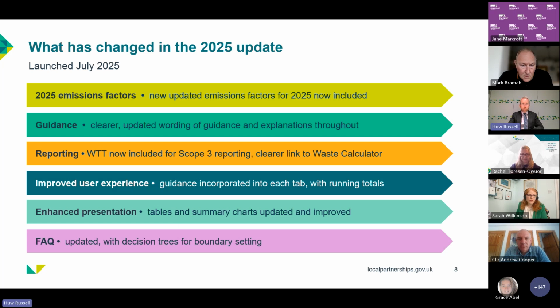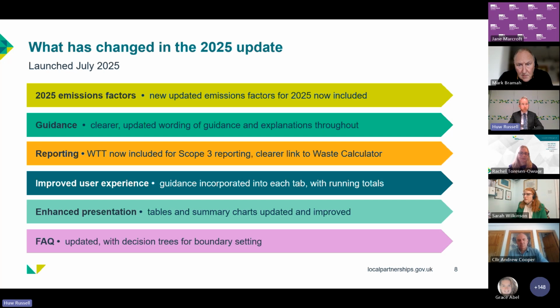Rachel and Sarah will go into more detail on what we've produced for the 2025 update, which is on our website now. But I'll just summarise it here. As I mentioned, we've put the latest emissions factors in. We've updated our guidance, so we think it's clearer. There's more explanation throughout. We've now included well to tank reporting for Scope 3 reporting with a clearer link to the waste emissions calculator. We think the user experience has been improved. There's guidance on each tab, and running totals of the emissions are shown.